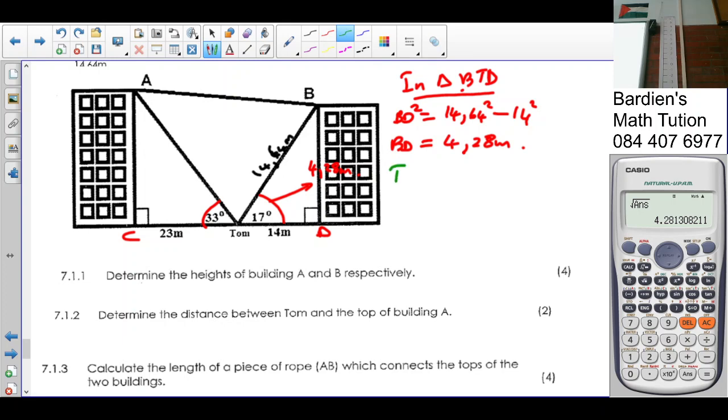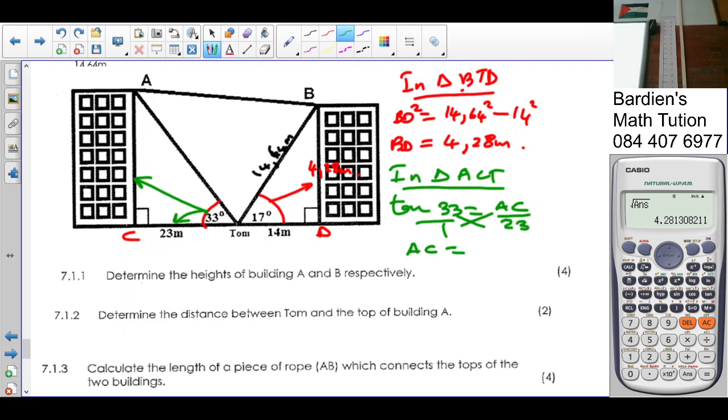Then in the triangle ACT, again, this is our opposite and we have the adjacent. Can we apply Pythagoras here? No. So which trigonometric function uses opposite and adjacent? Tan. So tan of 33 equals AC over 23. So AC is 23 tan 33, which is 14.94. You all okay with that?